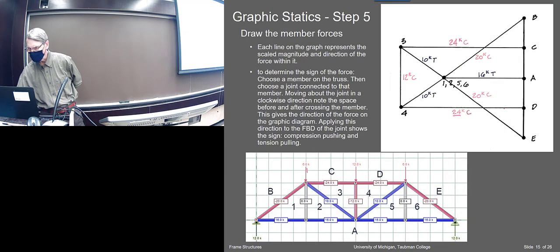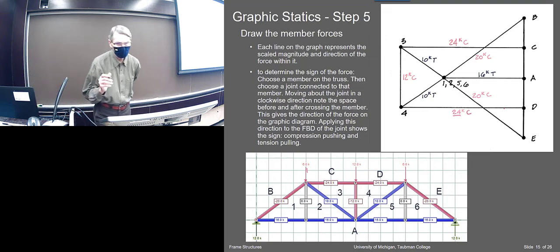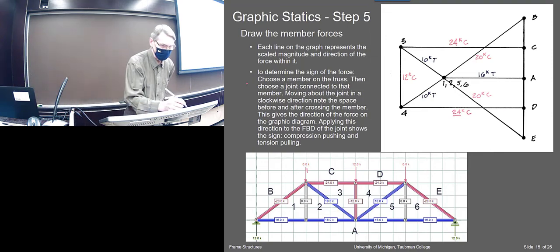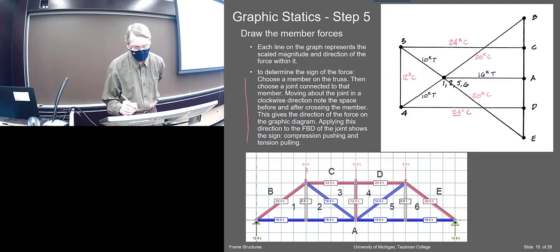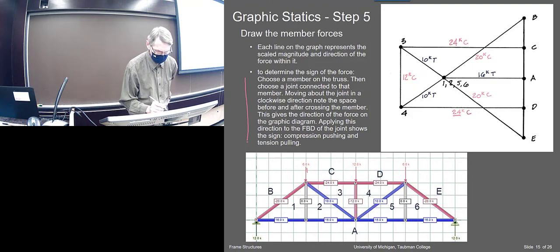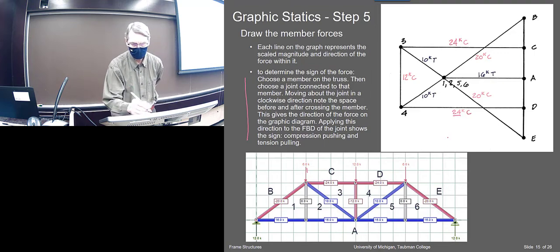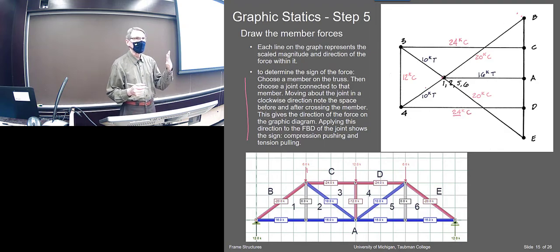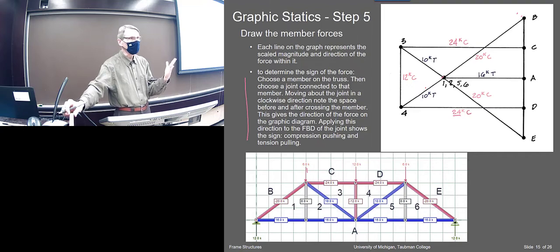So let me show you how that works. I guess we can look at it here. If you take a joint, after you've finished it all, so here's the diagram, and you can measure these, right? That's the statics graphic part of it. You can measure them and get the forces, just like you measure a force diagram, right?